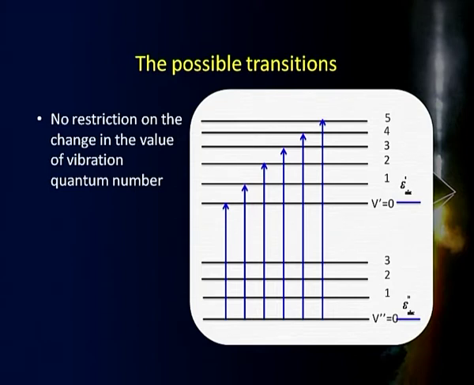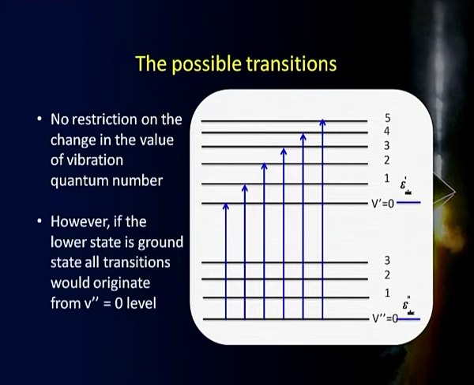But what you find is, if we start with a molecule in the ground state, suppose this level happens to be the ground state, we know that in the electronic ground state, the molecule will be in the vibrational ground state as well. That means it will be in the V is equal to 0 level. And since the levels are quite far from each other, the population of the V is equal to 1 and 2 levels is very, very small. As a consequence, all transitions which we will be observing will originate from the V double prime equal to 0 level. That is why we can have transitions from 0 to 0, 0 to 1, 0 to 2, and so on.